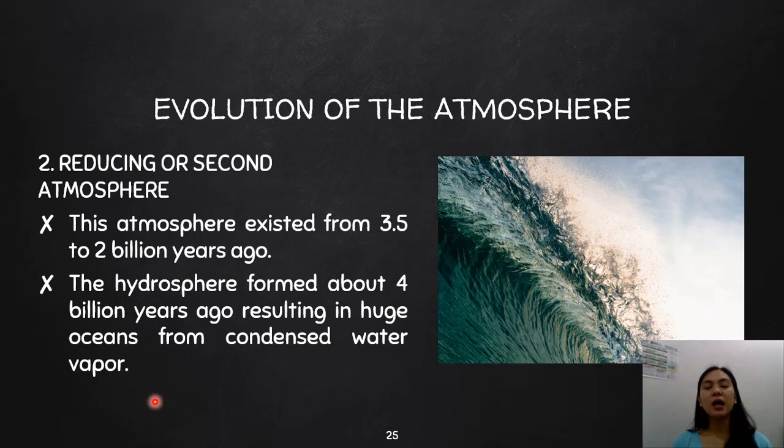Di ba po kanina sa ating first atmosphere, may water na pero it's actually in terms of vapor. So yung water na yun, nung 4 billion years ago na, nag-condense siya, kaya naging liquid water siya. So ang pinakaunang na-form talaga is yung water bodies natin. So the huge amount of water vapor na nag-condense, yun po yung naging result niya. Nagkaroon na tayo ng oceans. Your hydrosphere, as we call it, was formed.